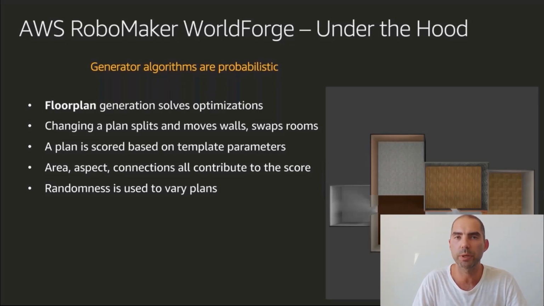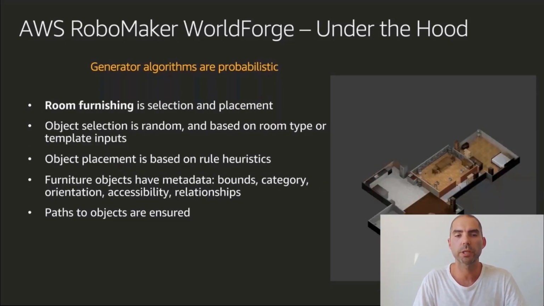We fan out, generating independent floor plans, and then that goes through to the room furniture. Room furniture is another generator. We need to populate each room with our assets. Room furnishing is two parts. It's selecting the furniture type and then placing it in the room. Furniture object selection is random and it's based on room type or, as you saw, on template inputs. So in the demo, we overrode the hallway to choose only storage benches and buffets. WorldForge has an asset catalog that we can randomly choose from. Then, once we've made our selection, room furnishing needs to choose where to put it.